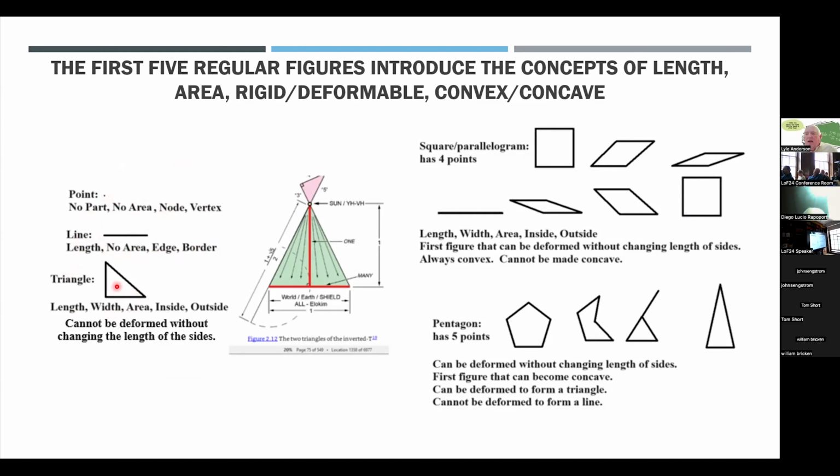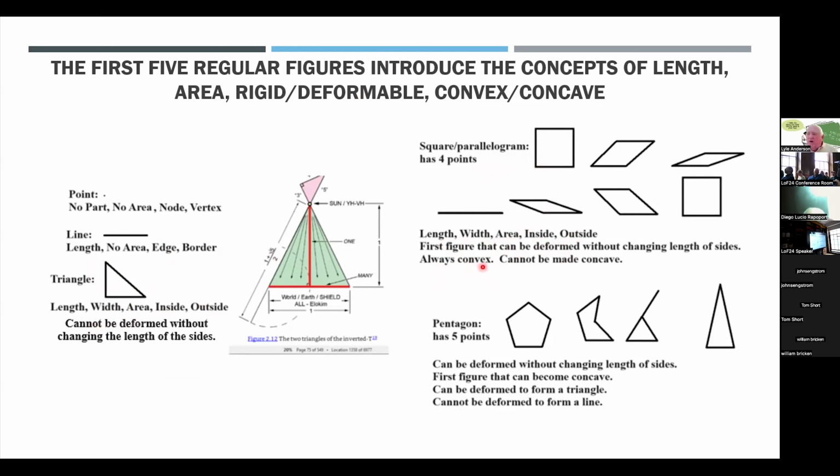Finally, we get to the triangle, and it's got length and width. It's got area, and it's got inside and outside. So this is probably the first distinction drawn as a triangle. The interesting thing about a triangle is that it cannot be deformed without changing the length of one of the sides. So when we go now to parallelograms or squares, we've got a figure that has length, width, area, inside and outside, just like the triangle, but it's the first figure that can be deformed without changing the length of the sides. It's always convex.